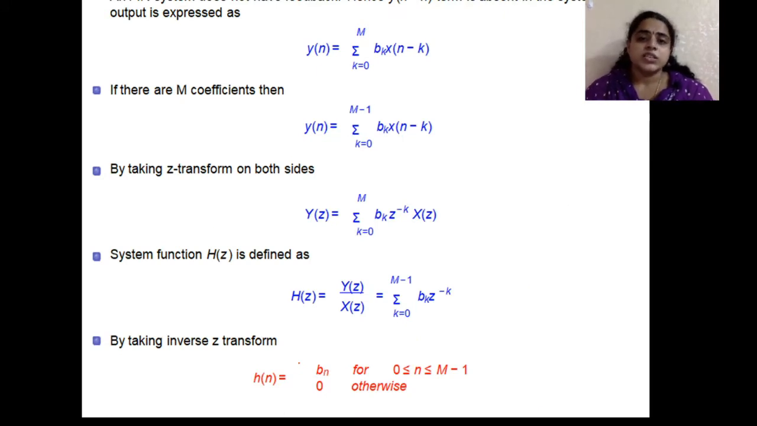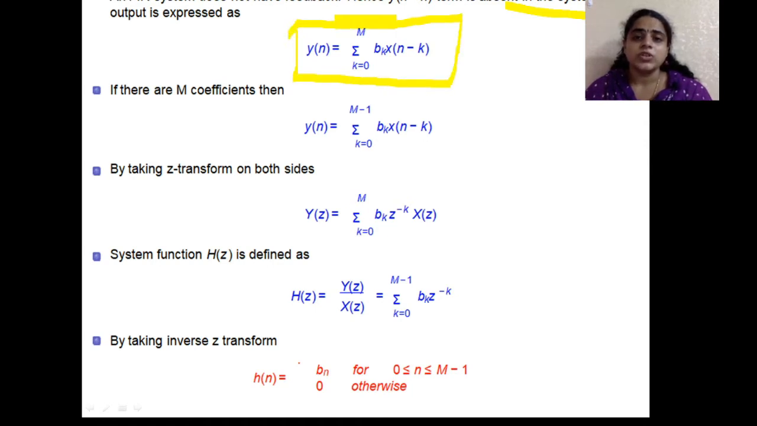An FIR system doesn't have feedback, hence y of n minus k is absent in the system. So finally the equation for y of n will be y of n equal to summation k equal to 0 to m bk into x of n minus k. If there are m coefficients, then y of n equal to summation k equal to 0 to m minus 1 bk into x of n minus k.